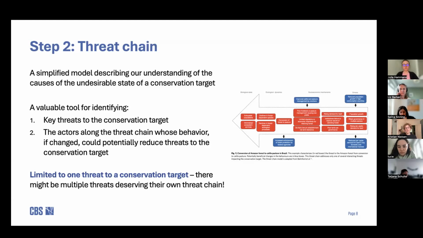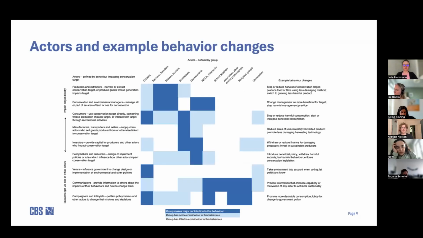And through this exercise, you can not only identify the key threats to the conservation target, but you can identify what behaviors, if changed, would lead to a certain change in the threats to the conservation target. And obviously, once you do this exercise, you typically focus on one threat, but there might be multiple threats harming an ecosystem, for example. So you might actually do this threat chain exercise several times. Anyway, it's a good tool to identify what behaviors actually need changing and who those actors are. And to help think about this exercise, we created a table where we identified some of the different actors whose behavior might influence biodiversity and therefore might need changing.